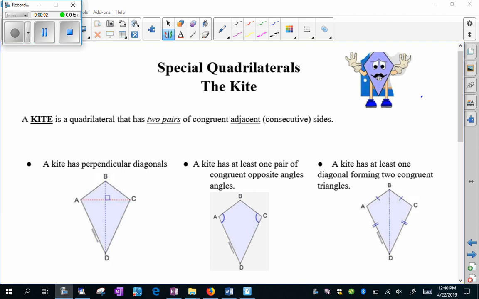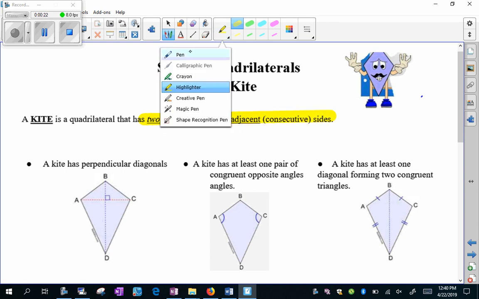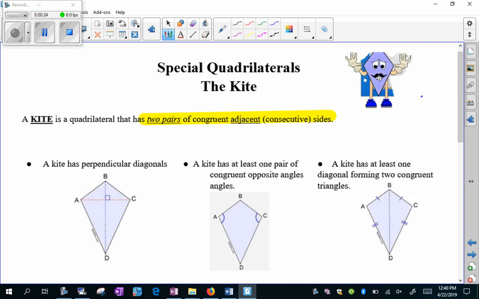In today's video, we're going to talk about the kite. And the kite is a special quadrilateral that has two pairs of congruent adjacent consecutive sides. So let's underline that. So the kite has two pairs of congruent adjacent consecutive sides. And then let's draw a quick picture of what that might look like.